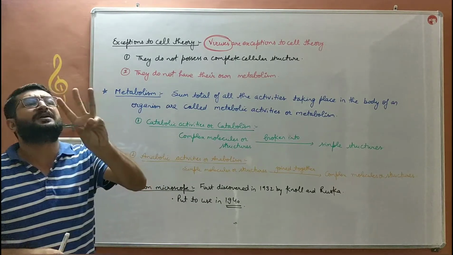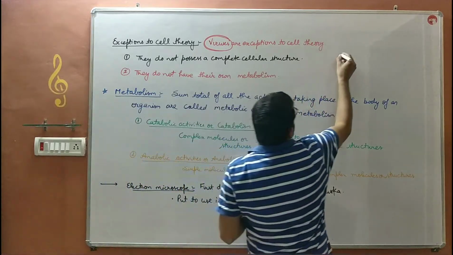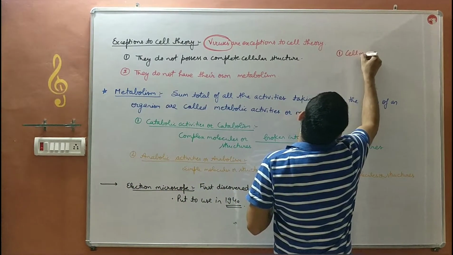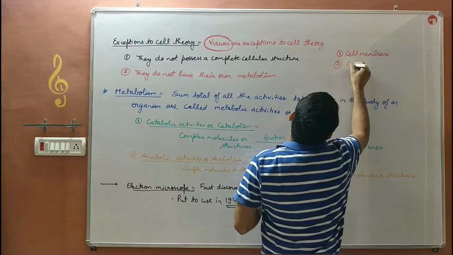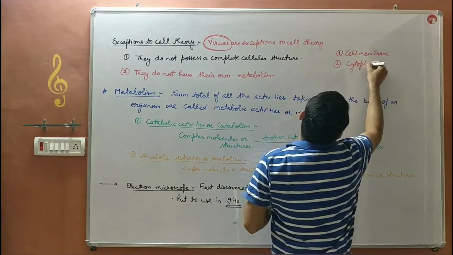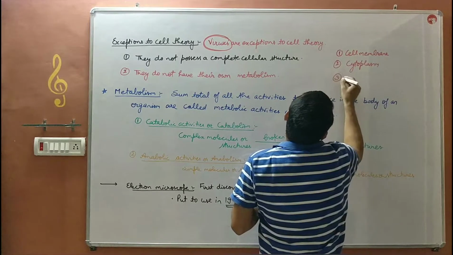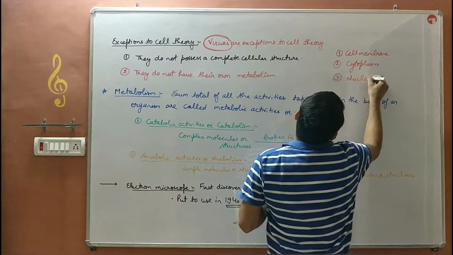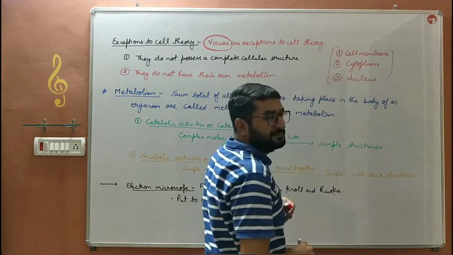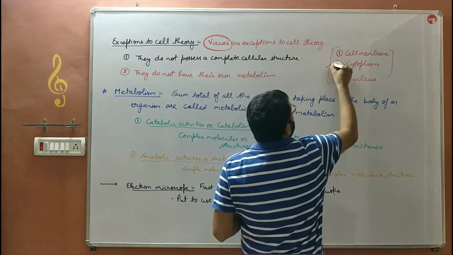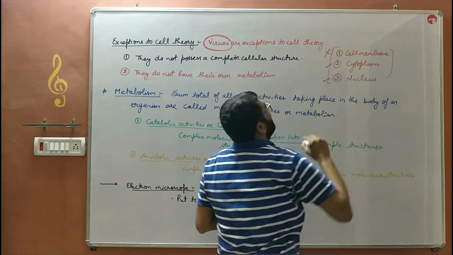Cell is composed of three components. The first one is cell membrane. Second one, cytoplasm. Third, nucleus. We will study these in detail one by one in later half of this chapter. Viruses possess these two, but they do not possess a cell membrane.